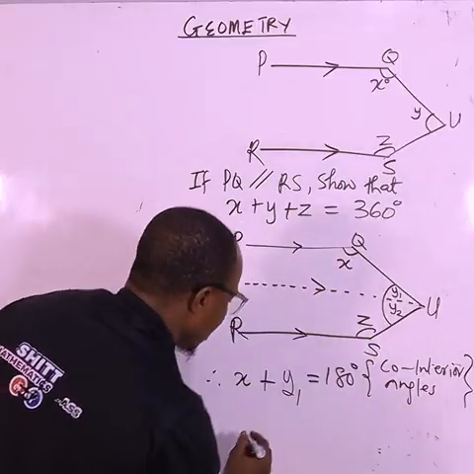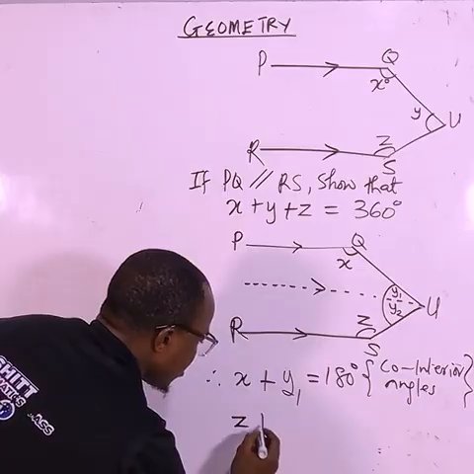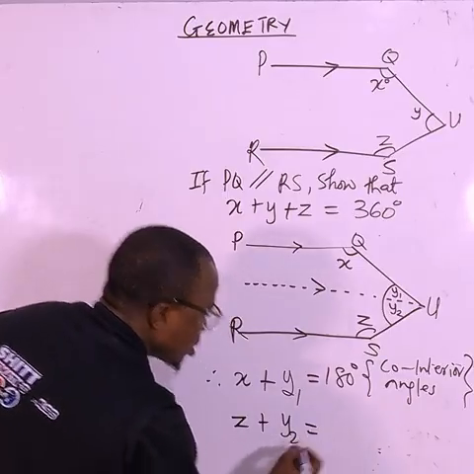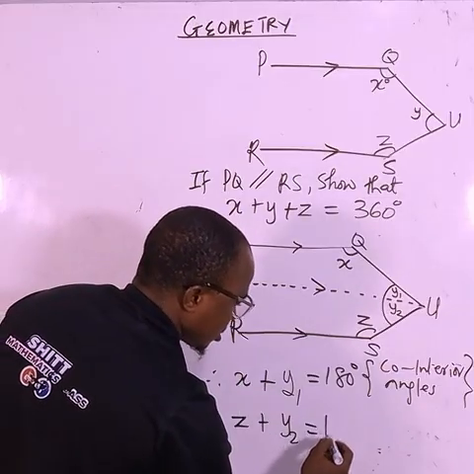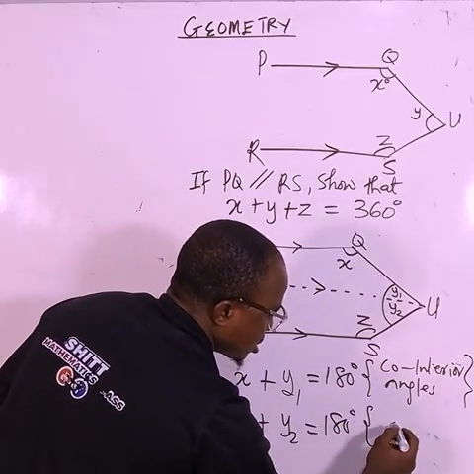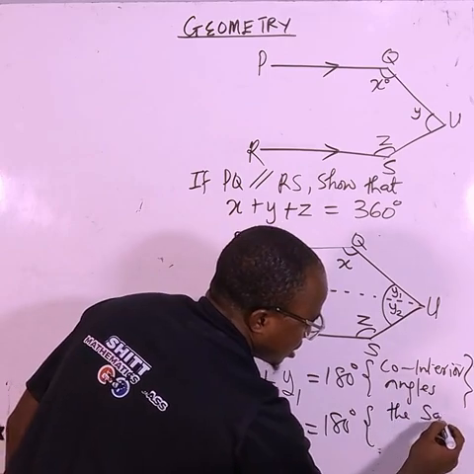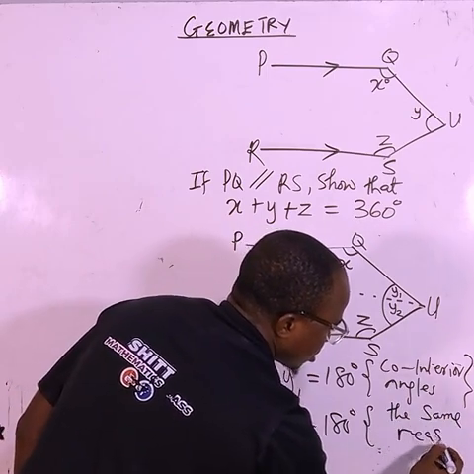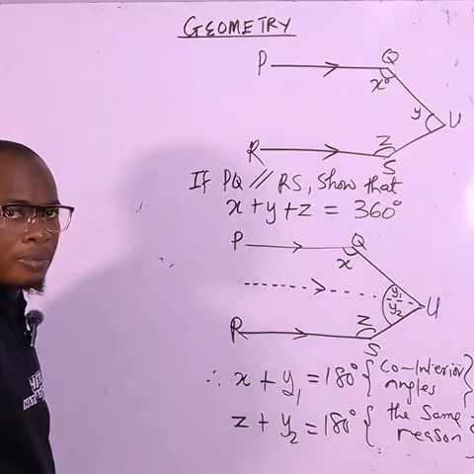So the same thing here, this Z here, Z plus Y2, they are the same thing, equal to 180 degrees. The same reason. Are you with me?